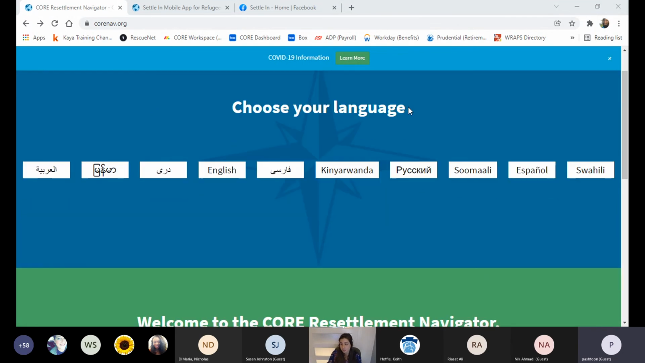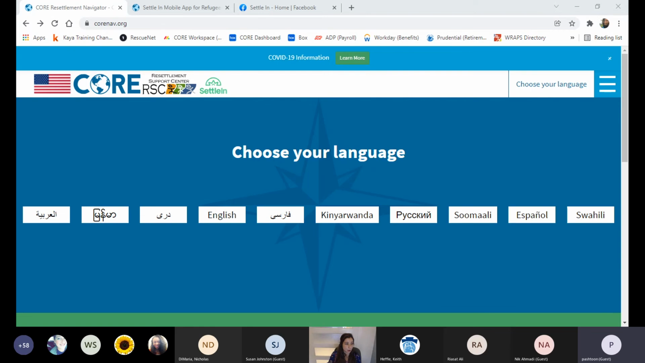Okay, so right now I have up the CORE Resettlement Navigator. Using videos, podcasts, and fact sheets, the CORE Resettlement Navigator provides newcomers with clear and vital U.S. resettlement and cultural orientation information in an engaging and interactive way. So I pulled up the website here so you can see it from the user's perspective.